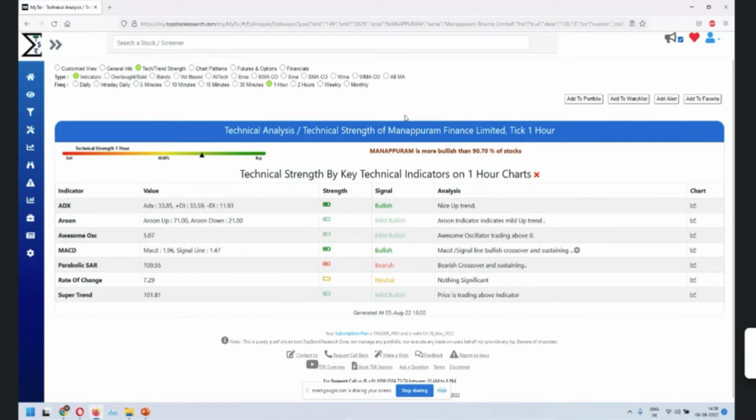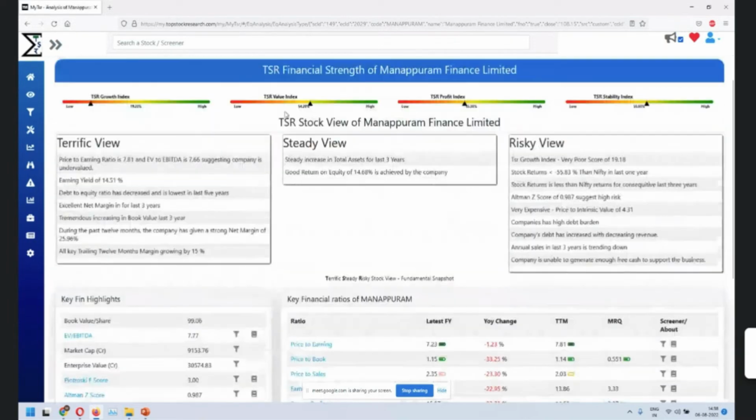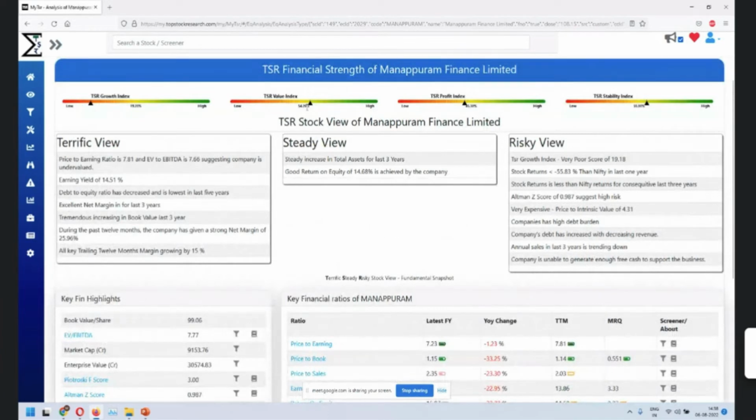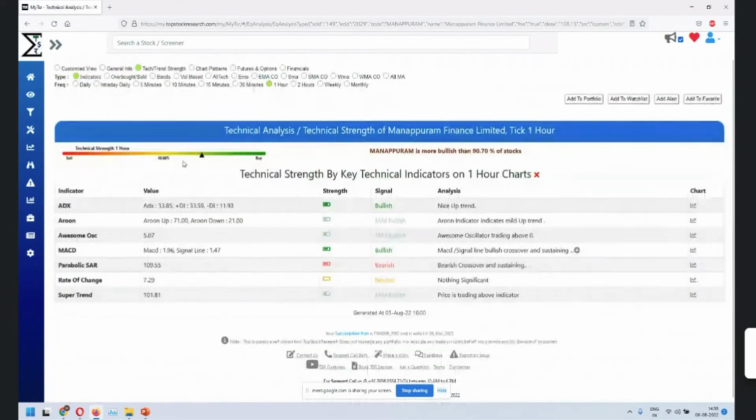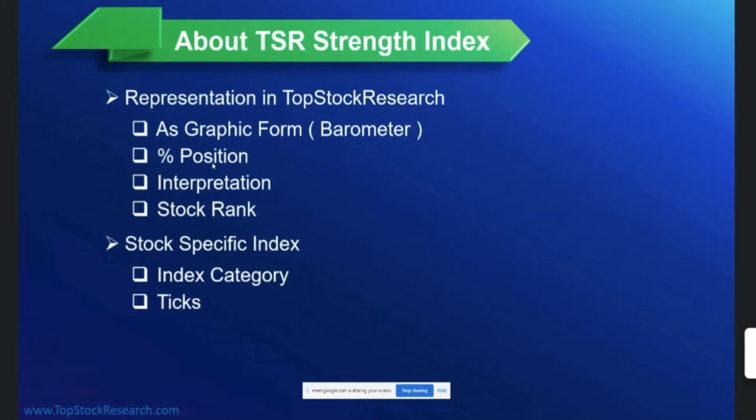At the same time you can look at the other indicators, which are the financial indicators. Manappuram does not look good in terms of growth. Value is pretty indecisive, profitability is indecisive, and stability is indecisive. So if you are on the value side, it may look gloomy. But if you are a technical trader, you'll see that it looks pretty good. When it comes to technical, it is bullish. So not every time technical and fundamentals will go together. Depending on your trading style or analysis style, you may want to pick one or two.